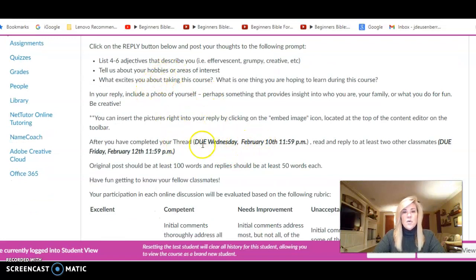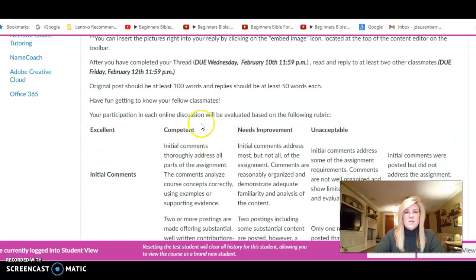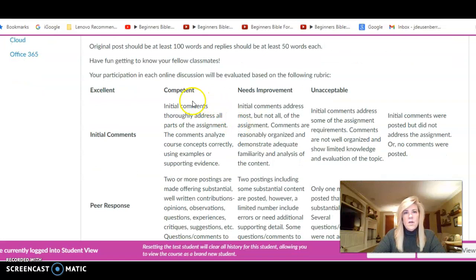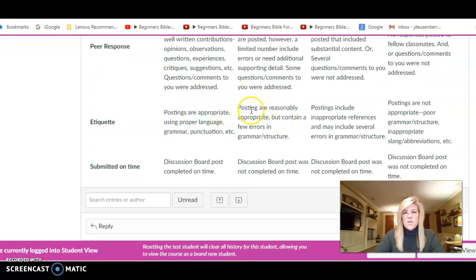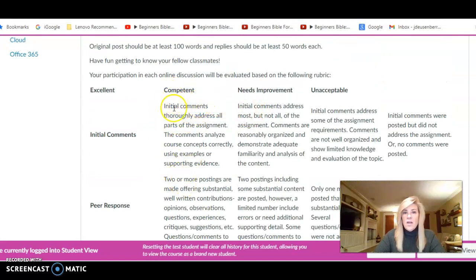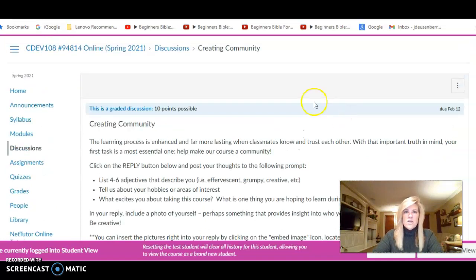You want to make sure they're at least 100 words or more. Your original thread answering these questions is due by Wednesday the 10th, and then you're going to reply to at least two classmates. Okay, and those must be 50 words or more. And down here, we always have rubrics to all the assignments. This is the rubric for your discussion board. You want to make sure you're in this area of competency, not unacceptable if you want full credit for your discussions. Okay, let's go back.